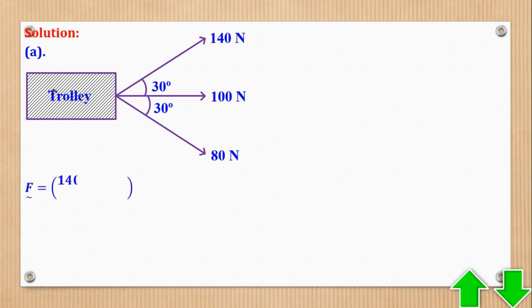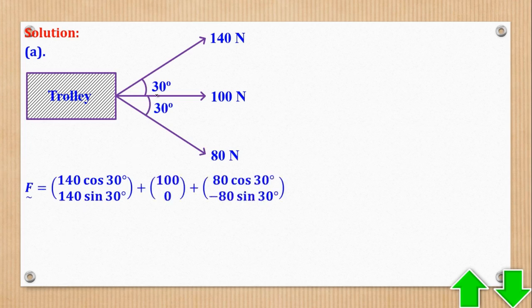Okay, next is to resolve. So resolve this 140: horizontally it will be 140 cos 30, vertically it will be 140 sin 30. Then this 100 is entirely horizontal, so it is 100 and 0. Then for the 80, the horizontal will be 80 cos 30, and the vertical will be negative because it is downwards, negative 80 sin 30.